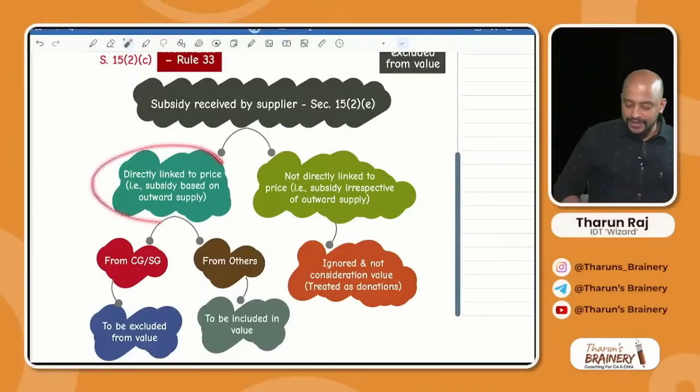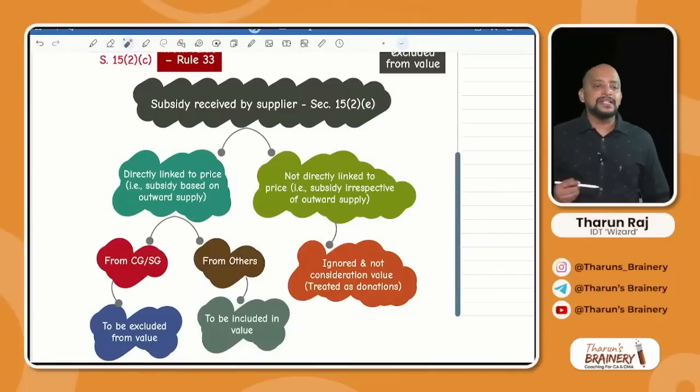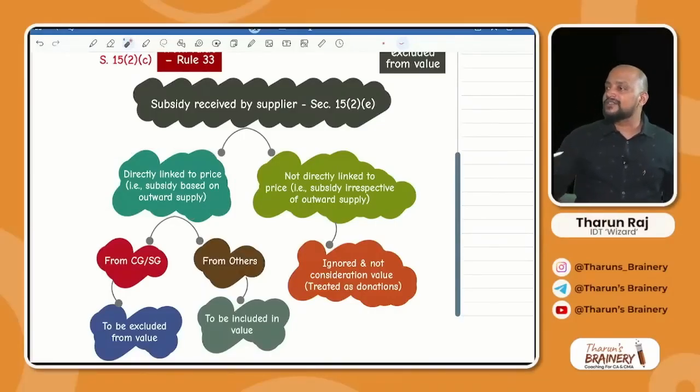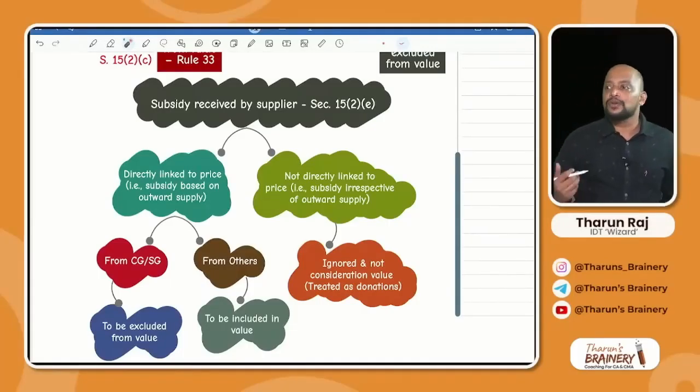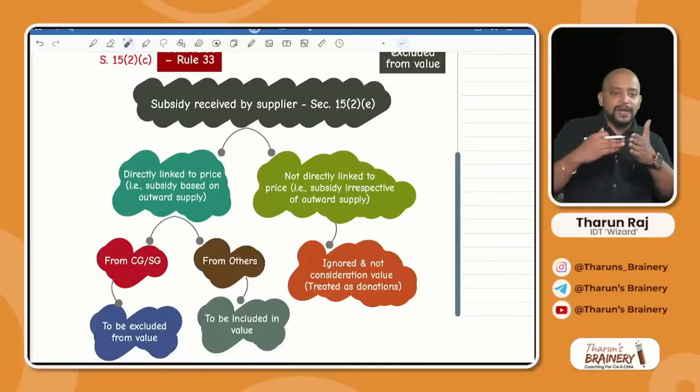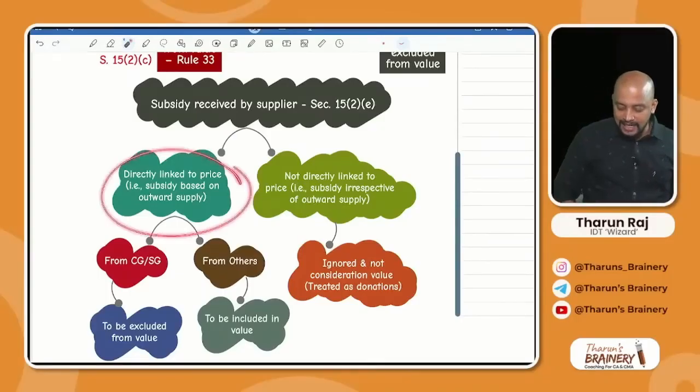Then suppose the subsidy is directly linked to the price. Directly linked to the price means what? With respect to every product sold or every service rendered, that subsidy will be given. For example, subsidy for selling goods at a concessional rate to backward region people, which is related to sale. Subsidy for providing coaching to below poverty line students, so this is related to my outward supply. I am getting that subsidy that is directly linked to the price.